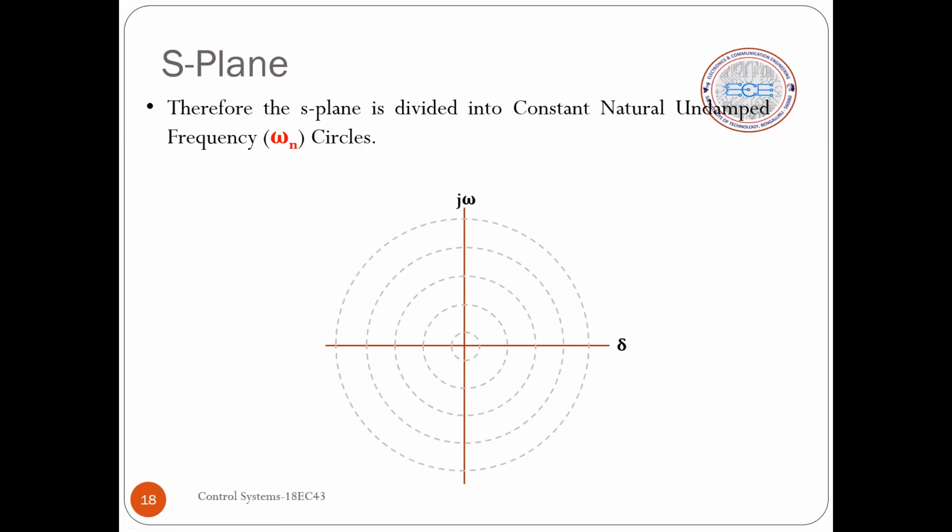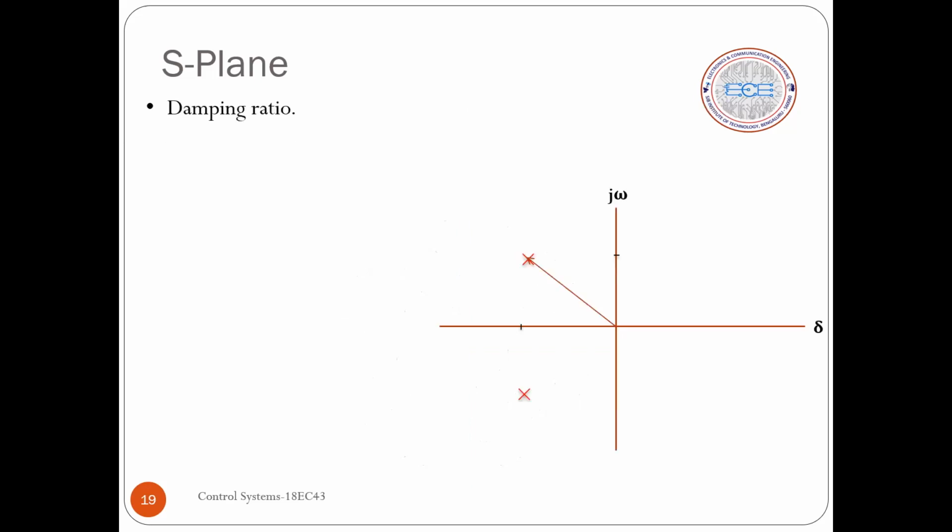So you have to imagine concentric circles, or you can have concentric circles already plotted. On such graphs, if you identify poles and zeros, it is very easy to read the corresponding omega n and the zeta value. We'll just see how to read the zeta value. Zeta value also is a very simple procedure here.